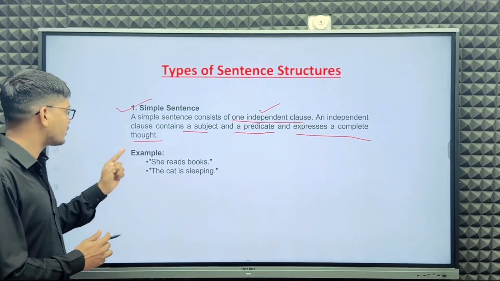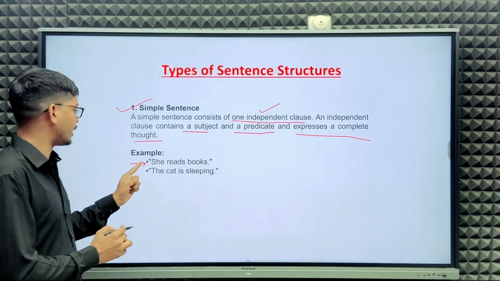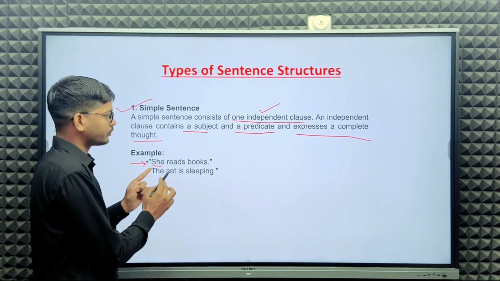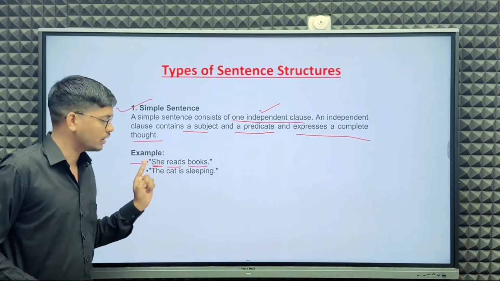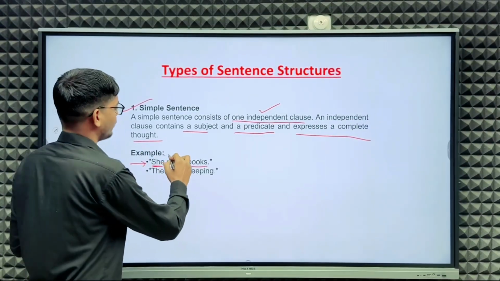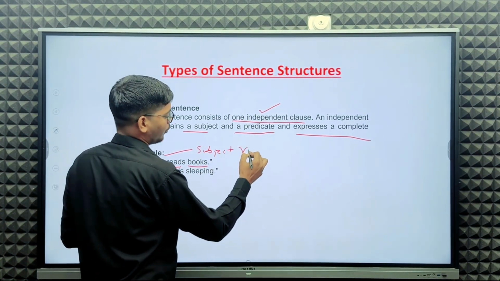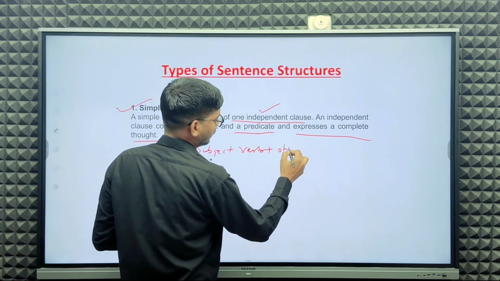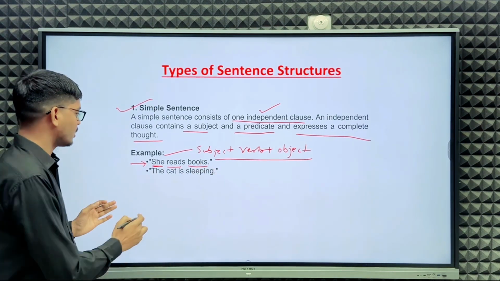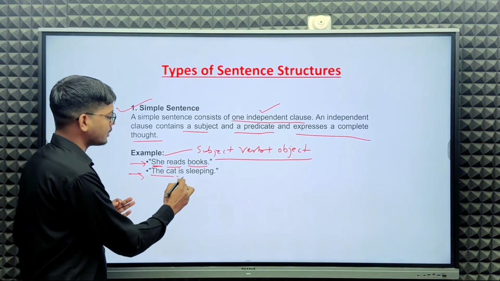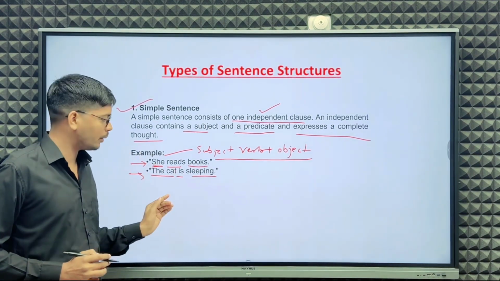For example, she reads books. Here the subject is she, then verb and object: subject, verb, object. This is a simple sentence structure. Next, the cat is sleeping. The cat is the subject, is is the verb.